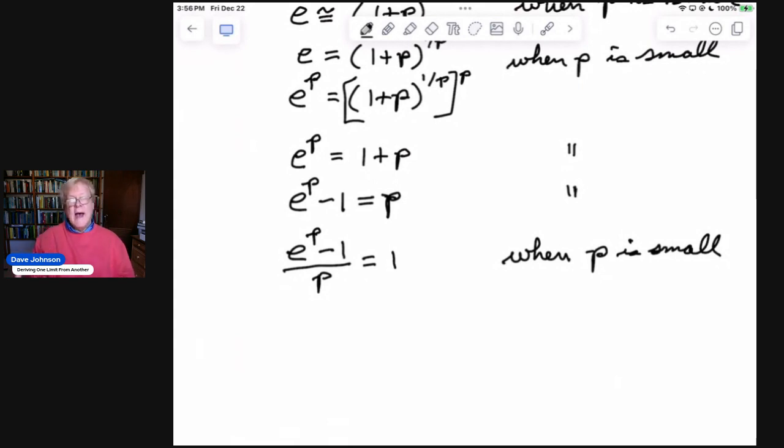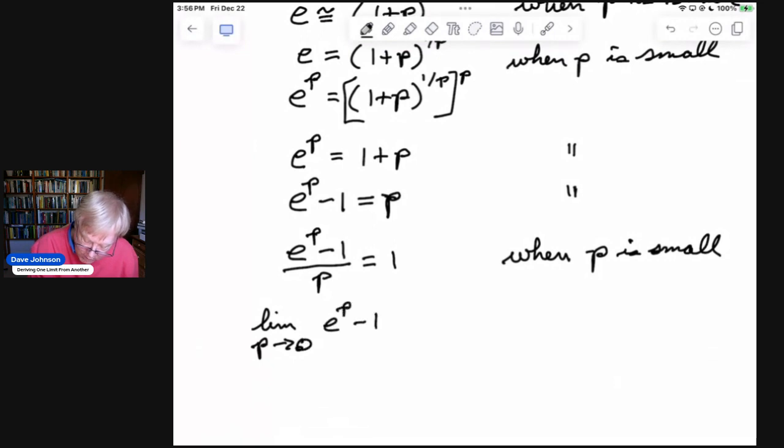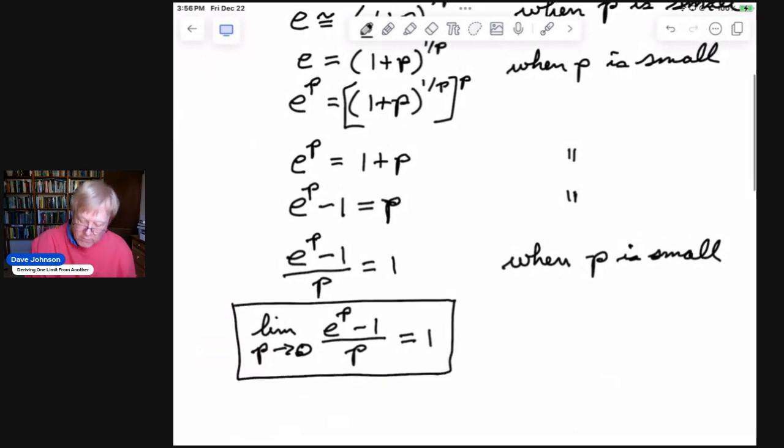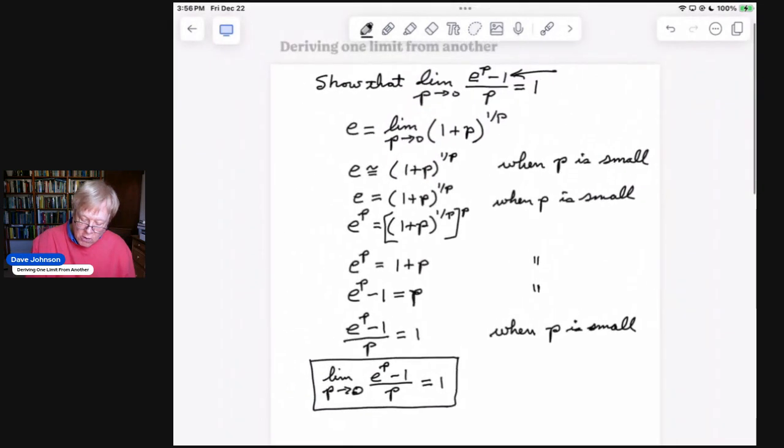But now we can rewrite that as a limit because p is small in this case means that we're going to take the limit as p goes to 0, because we know really that's what it meant from the beginning. p has to be very tiny, but not 0. So I can rewrite this as the limit as p goes to 0 of e to the p minus 1 divided by p, and we know that that's equal to 1. And I can box that answer, and we know it's true because of the way we've derived it. And that's exactly what we were trying to show.